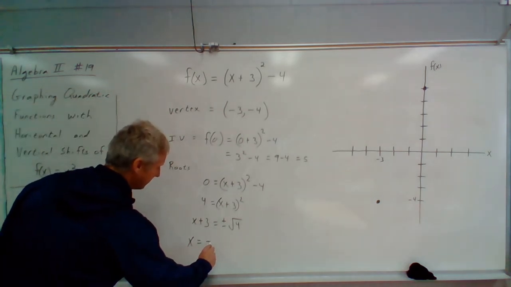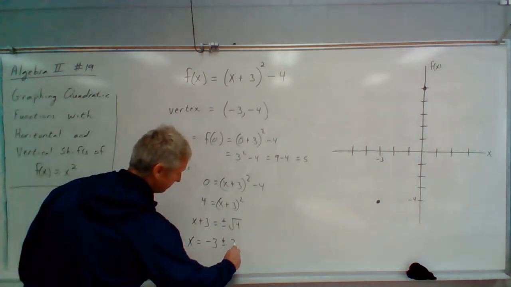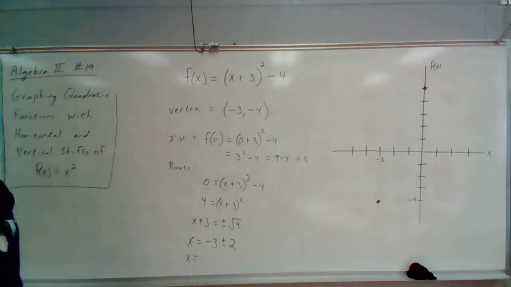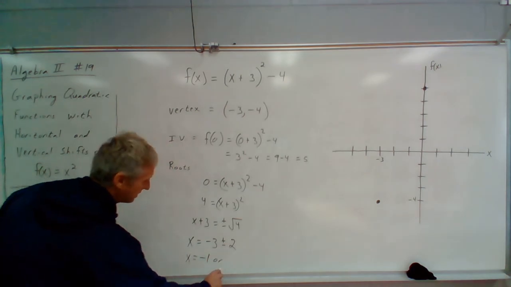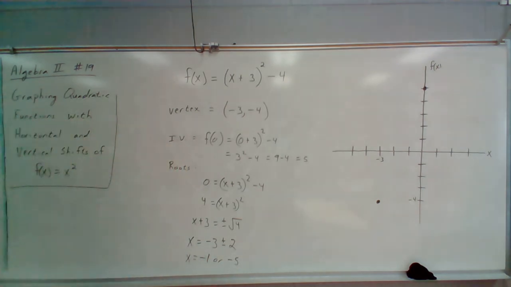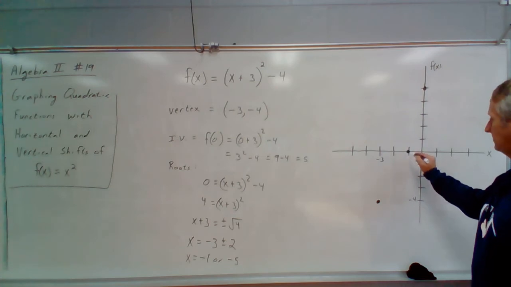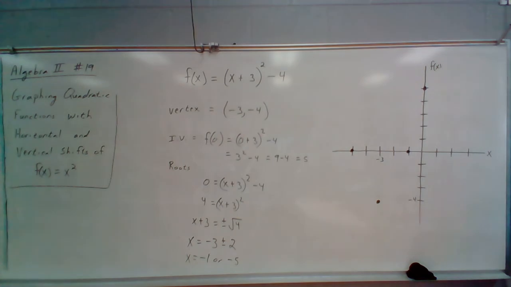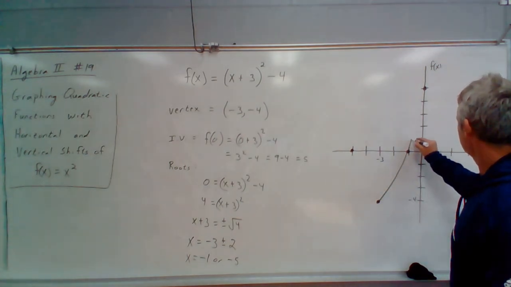I get x equals negative 3 plus or minus, and the square root of 4 is 2. So negative 3 plus or minus 2. Negative 3 plus 2 is negative 1. Negative 3 minus 2 is negative 5. So my roots are at negative 1 and negative 5. So here's negative 1 and here's negative 5. Those are my roots. So my parabola then would look like this.